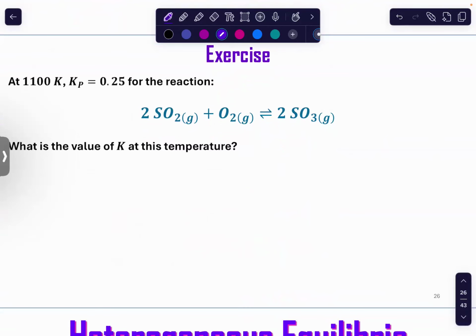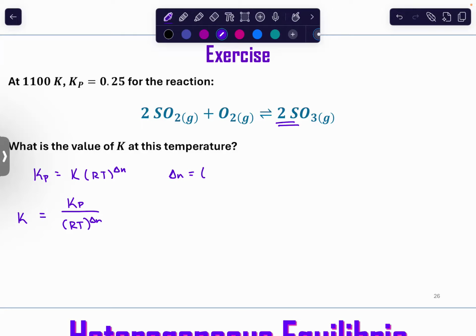So here, at 1100 Kelvin, your Kp is 0.25 for this reaction. What is the value of K? We know that Kp connects to K through RT to the delta n. We want to know K, so we're going to divide through. Then we ask what delta n is going to be. Our products, that's 2, minus our reactants, 2 plus 1. That's 2 minus 3, equal to negative 1.